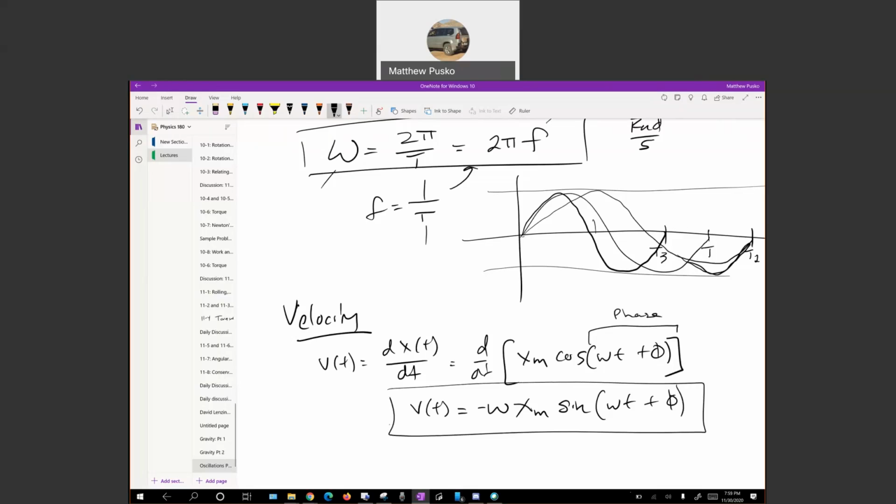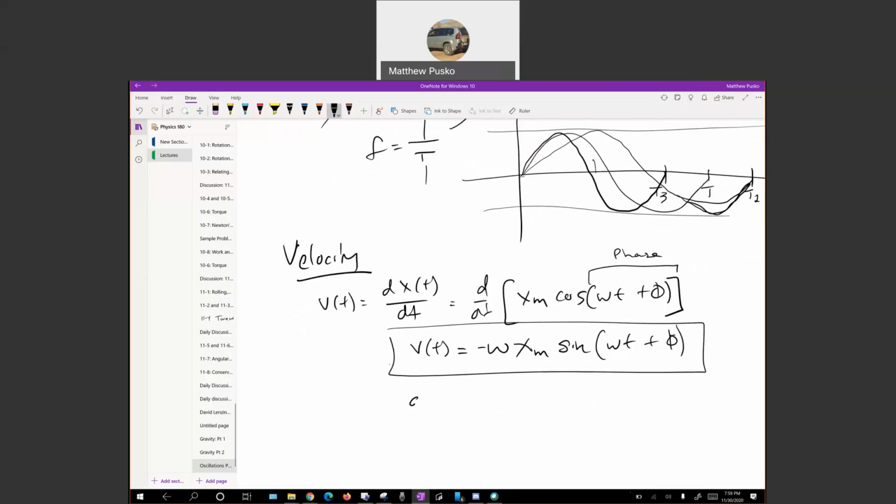And we can take this one step further and get our acceleration. The acceleration would be the time derivative again, and we pull omega out one more time to get omega squared times the amplitude, and we'd end up with the cosine function again, omega t plus phi. So if you have a function of position, you can easily get to its velocity or acceleration by the derivatives. All right.